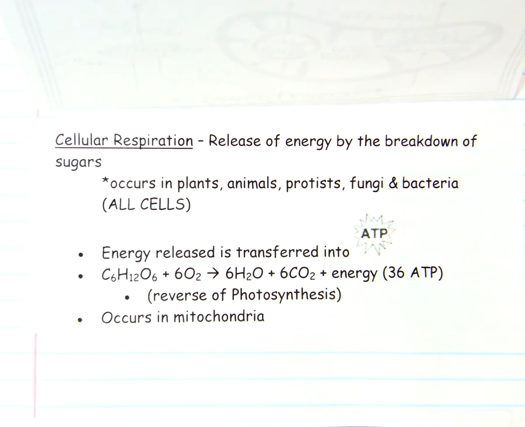One of our characteristics of life from way back at the beginning of the year was that organisms, living things, can obtain and use materials and energy. They go through cellular respiration. During cellular respiration, the energy released from the glucose is going to be transferred into ATP, which we talked about last week. ATP is an energy molecule.